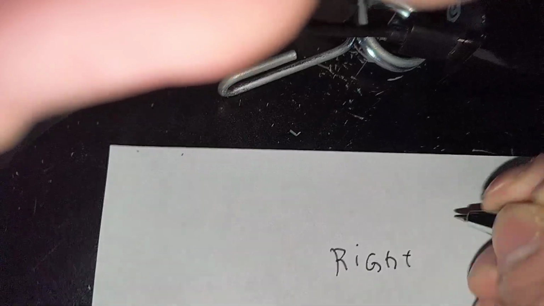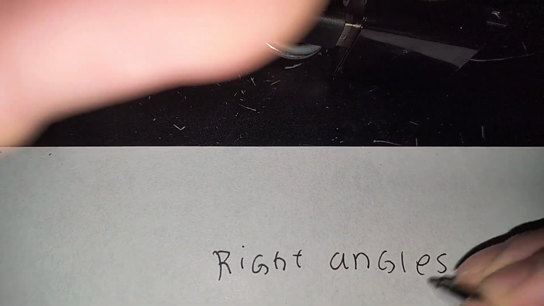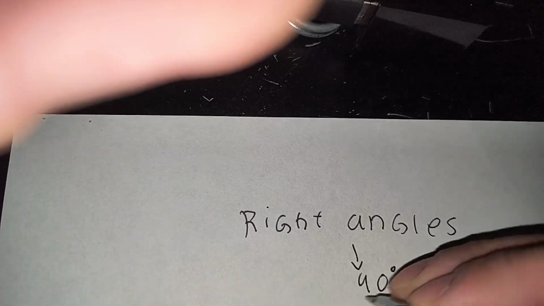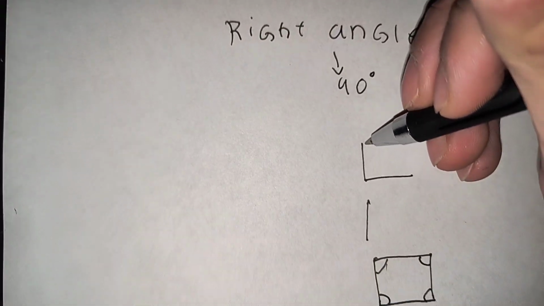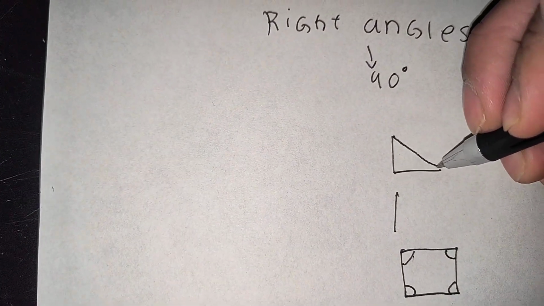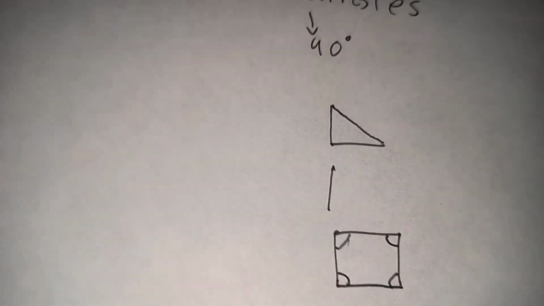Right angles, which is angles of 90 degrees. And squares aren't the only ones. You guys got rectangles or some triangles. What?